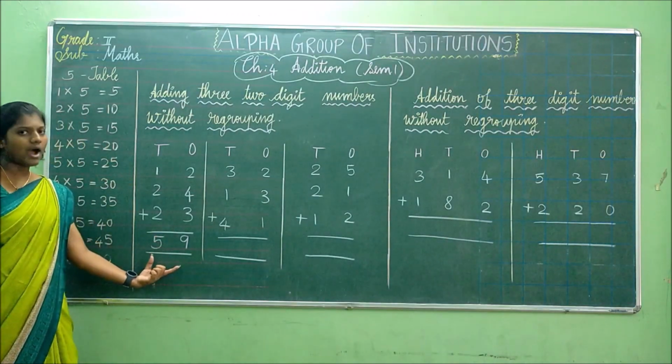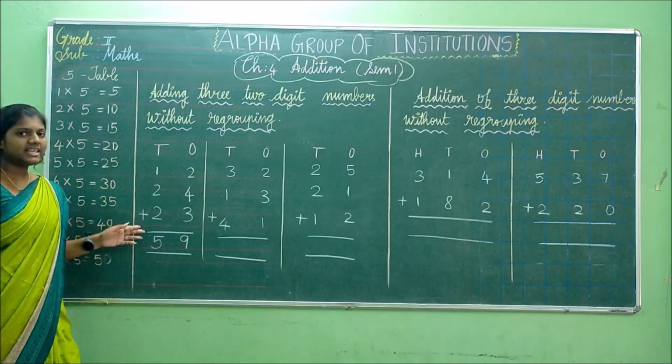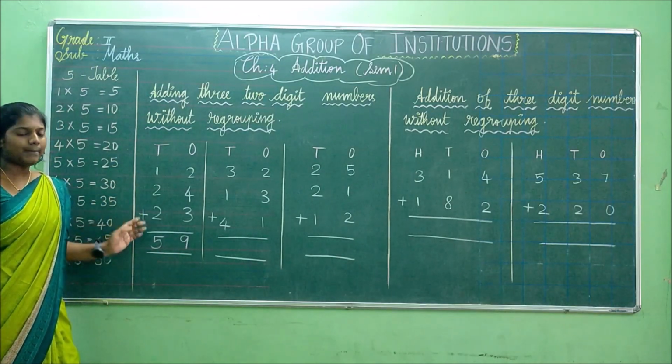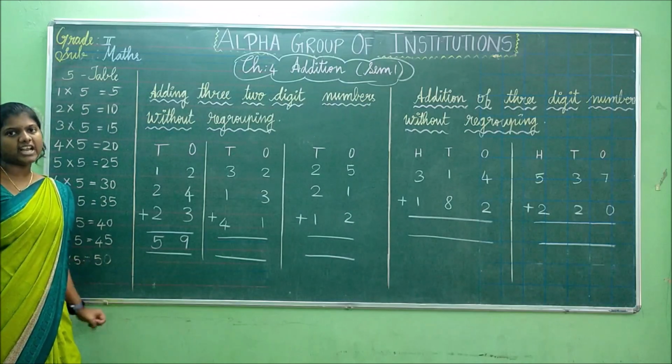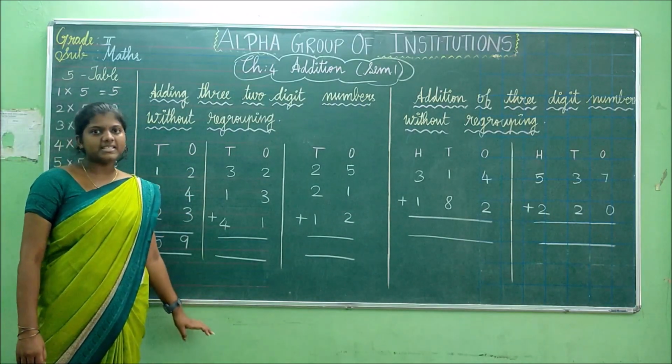So totally what answer we got, children? 59. By adding these three two-digit numbers, we got the answer as 59. Now do you understand, children? Shall we move on to the second example?